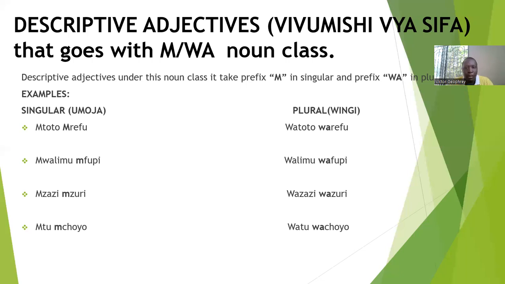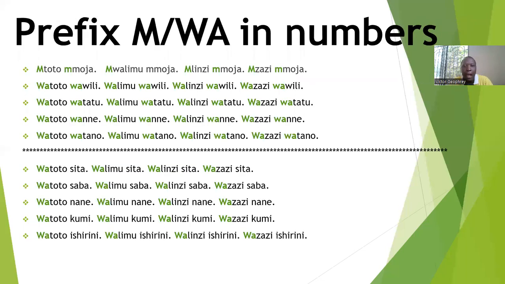Good. Let's see the last one. How do we use noun class in numbers? We just add m in singular, and we just add wa in plural. But the numbers from 1 to 5 are the ones that apply that principle. From 6 to the infinite, we just mention the numbers the way they are.